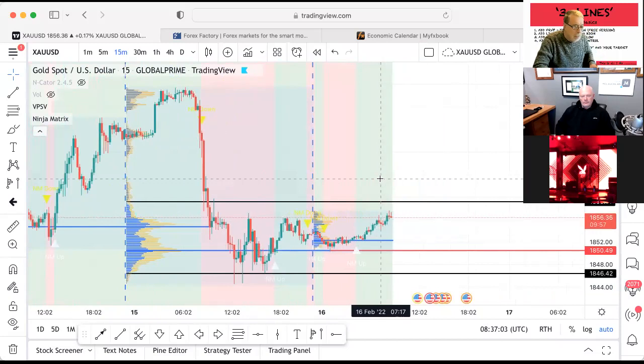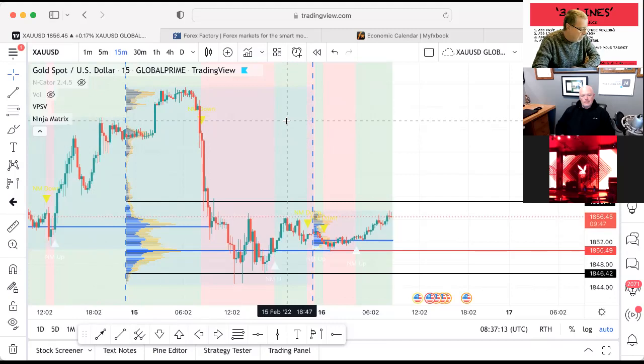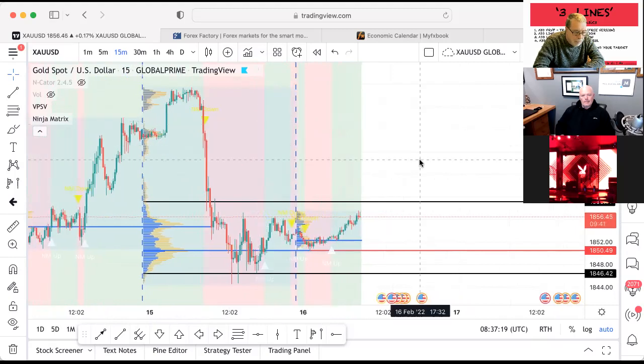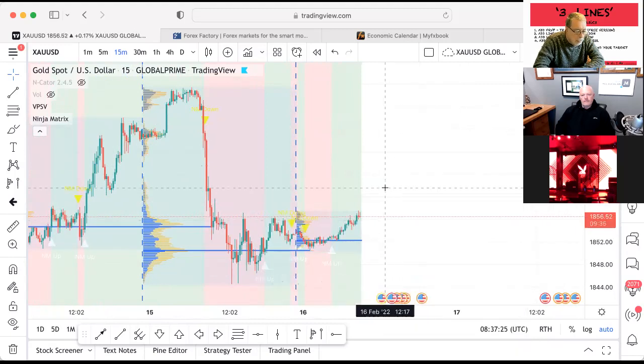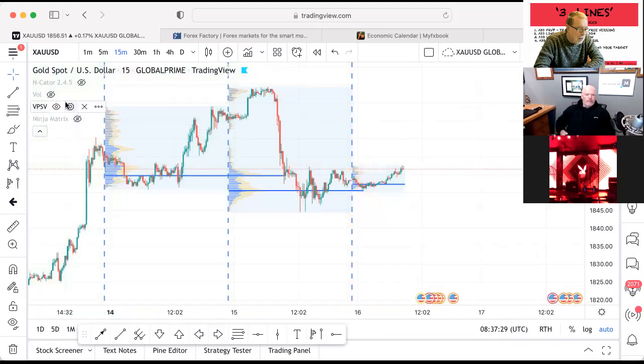Right, okay, so I'll just go through the setup, just in case there's anybody on Facebook that hasn't seen this before. If I remove the drawings and start from scratch. Right, so there's the bare chart.